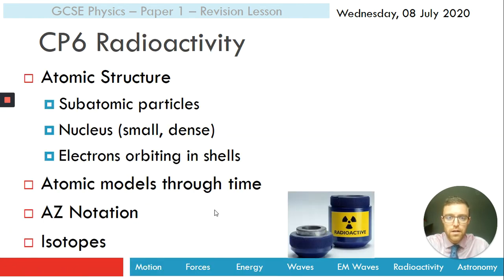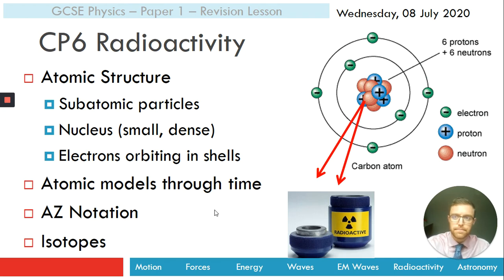And lastly, we have radioactivity. And to your mind map for radioactivity add atomic structure. What do we mean by atomic structure? What are the atomic particles, the subatomic particles? Protons, neutrons, electrons. What are their charges and what are their masses and where are they in the atom?